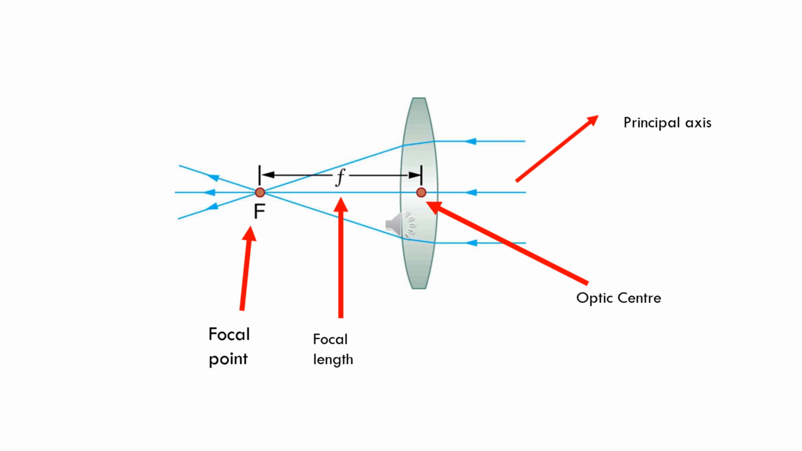You know, light rays coming parallel to the principal axis are refracted and pass through the focal point. Then D is the focal point. The length between the focal point or the focus and the center point, we call it the focal length. It's symbolized here using capital F.